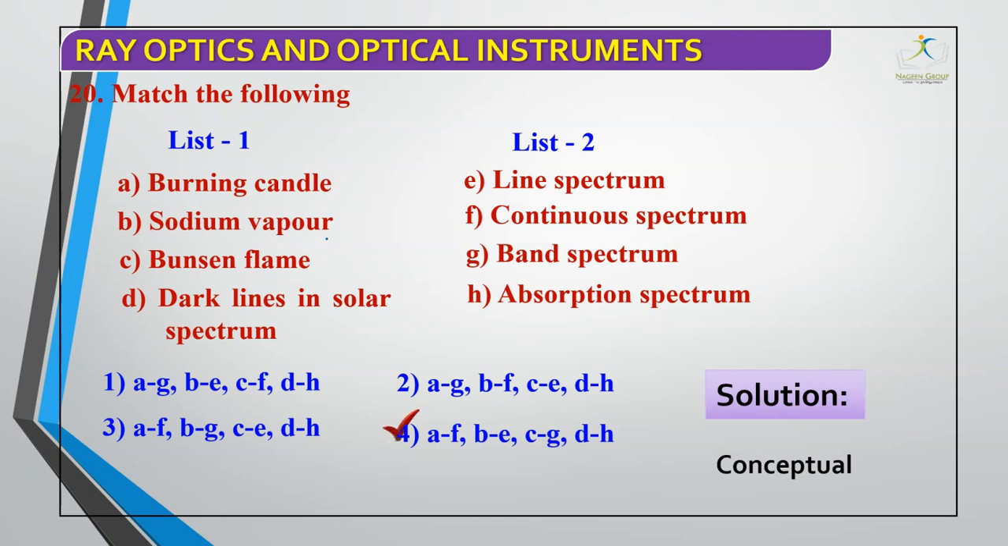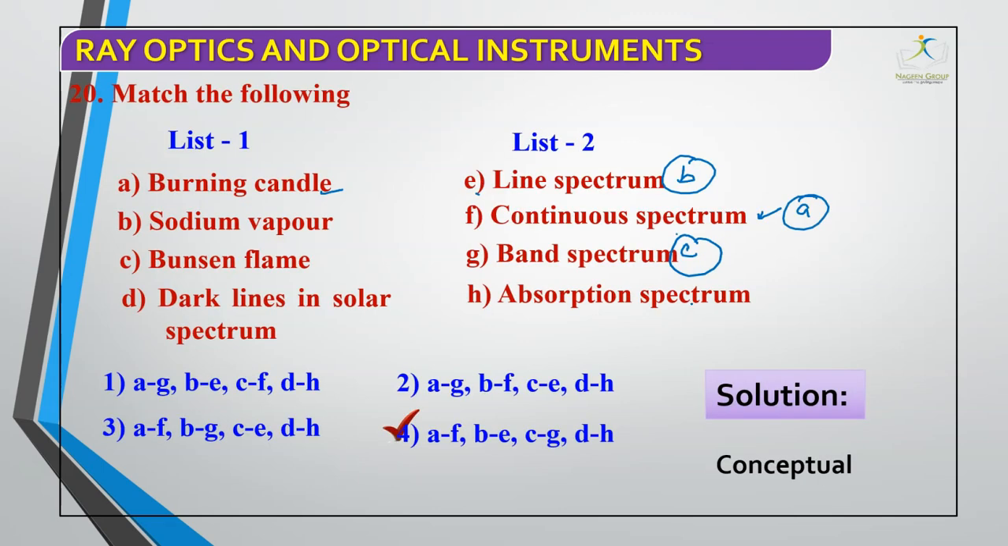We have the fourth option, where the burning candle is the example of a continuous spectrum. Next, sodium vapor is a line spectrum. Bunsen flame is a band spectrum. And the last, dark lines of a solar spectrum is an absorption spectrum.